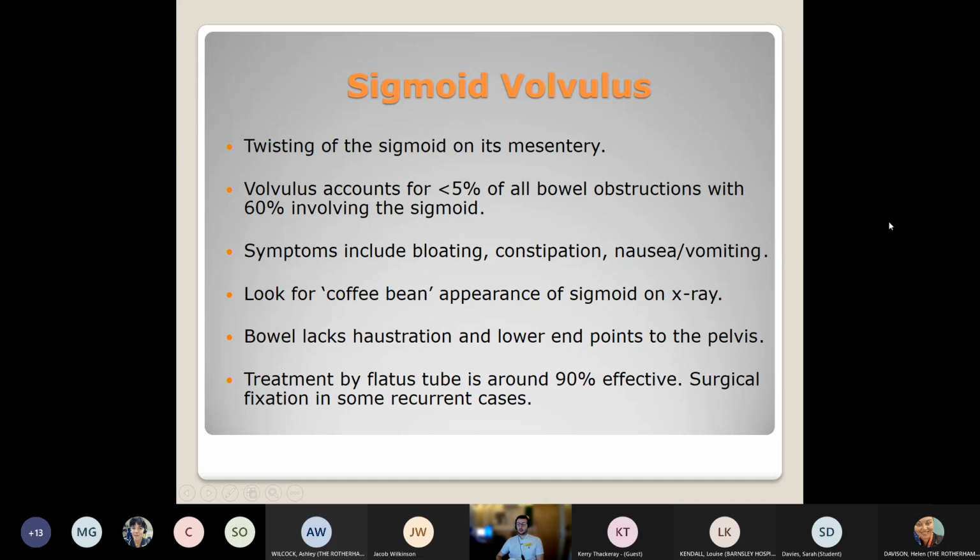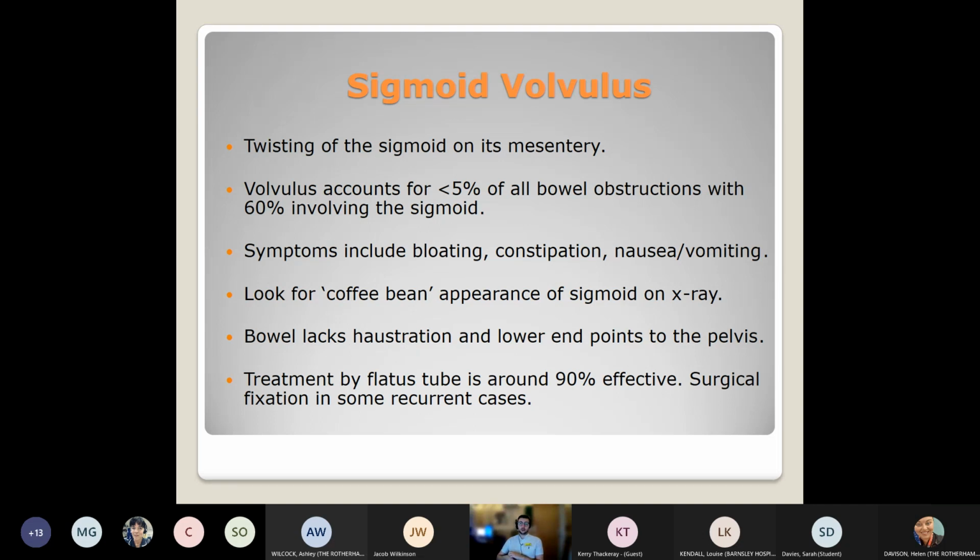One of the major pathologies that we see occasionally is something called volvulus, and the most common volvulus is in the region called the sigmoid colon. A volvulus is basically where you get twisting of the bowel on its mesentery, and that twisting causes that section of bowel to be blocked off. It's not very common. It accounts for less than 5% of all bowel obstructions. The vast majority are the sigmoid though, and they do have quite a classic appearance, which I'll show.